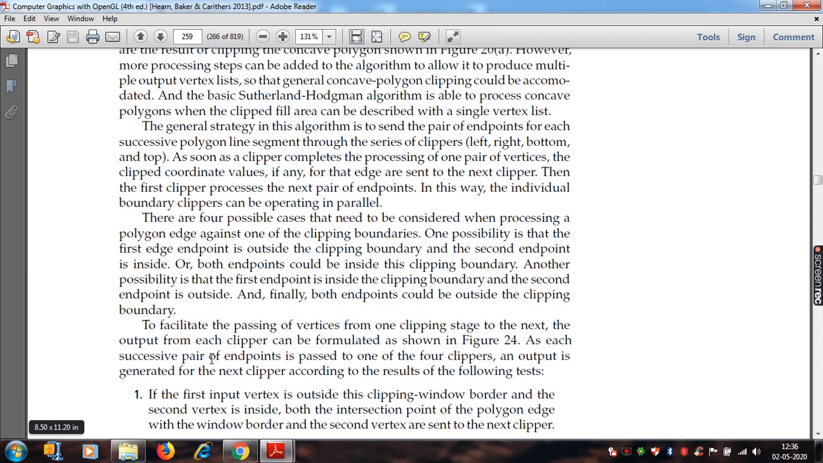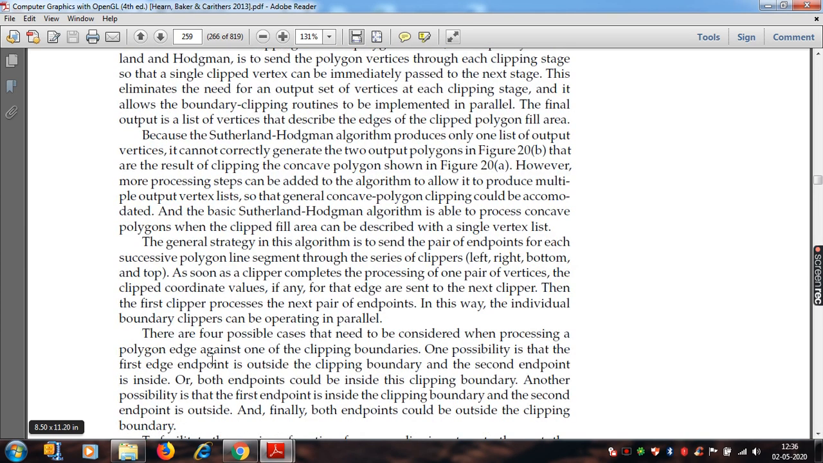Generally, what is the other advantage we are going to get? Because the Sutherland-Hodgman algorithm produces only the list of output vertices, it cannot correctly generate 2 output polygons. So this is not required.